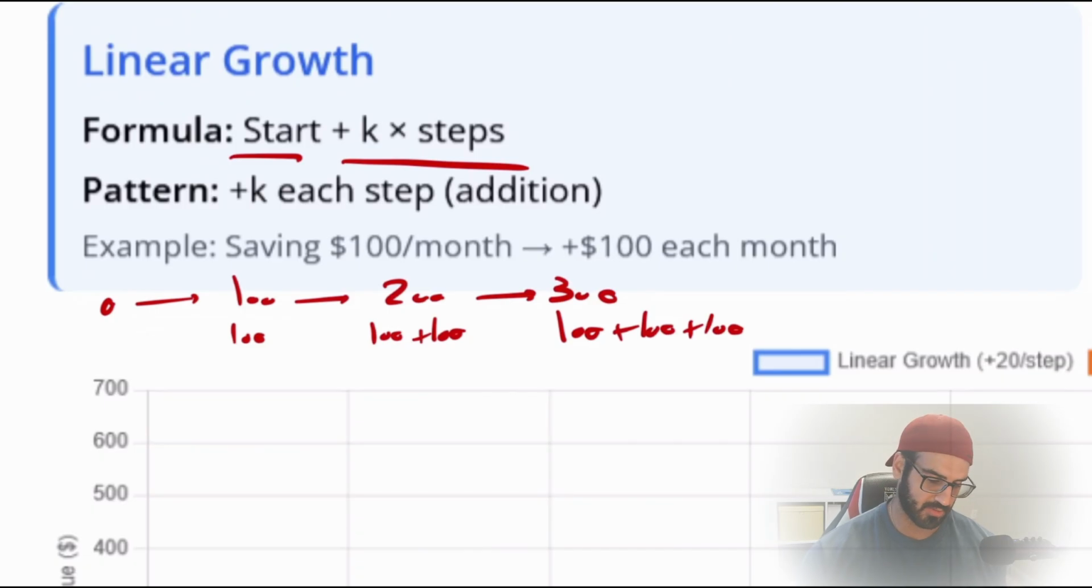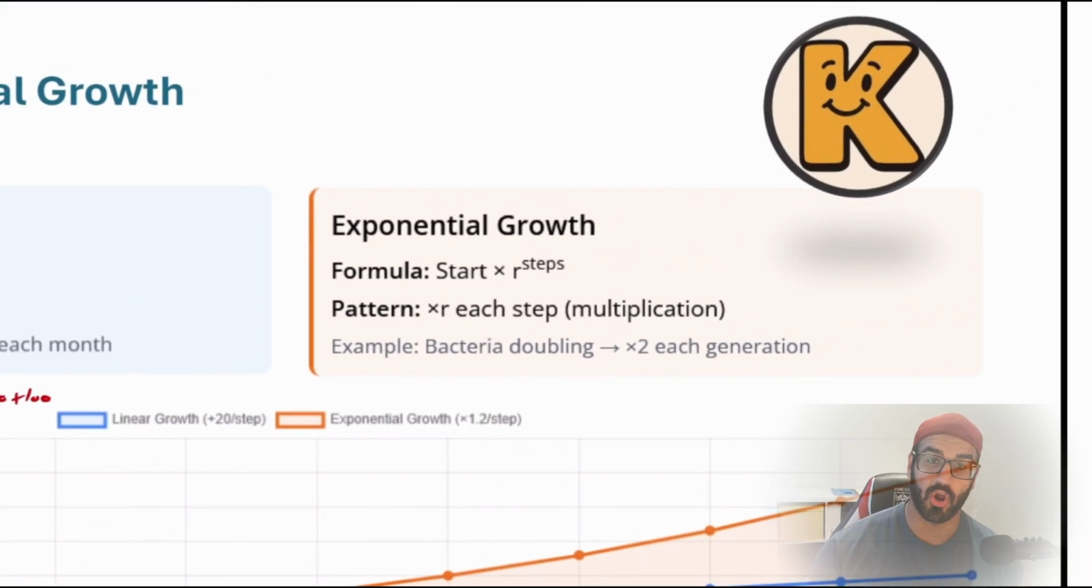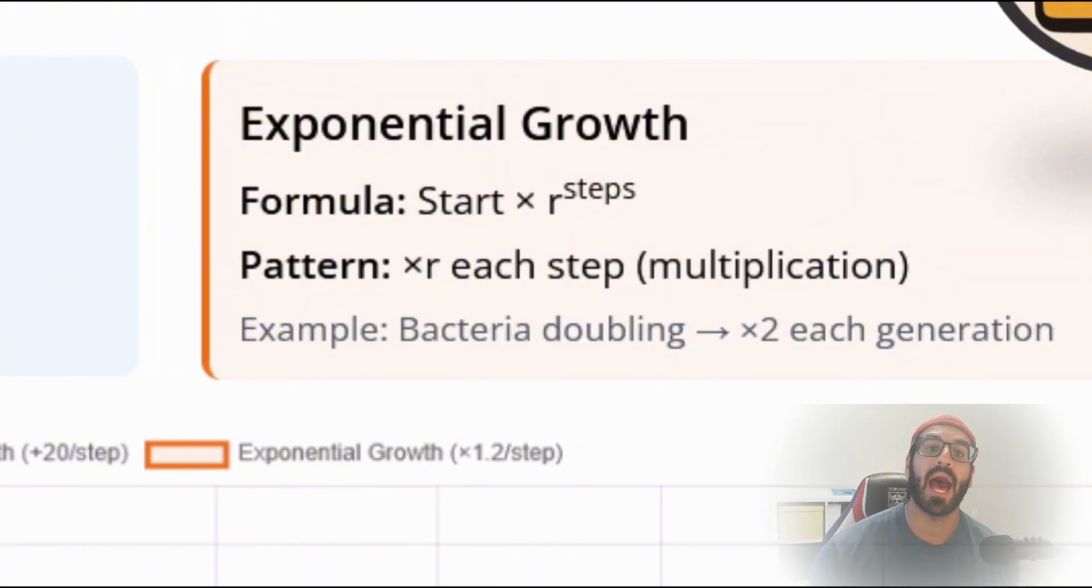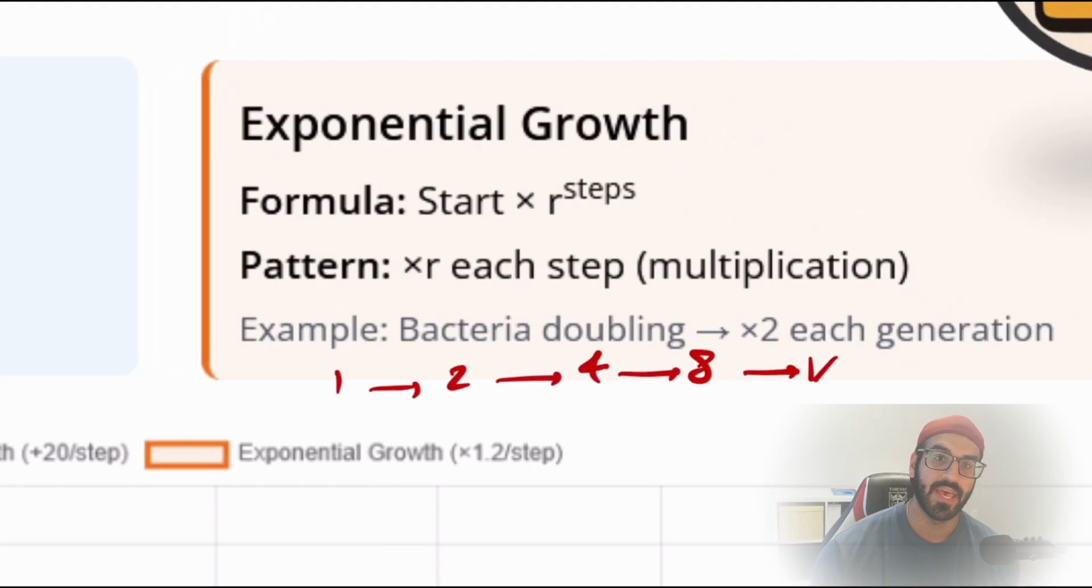On the other hand, we have another scenario. We have this formula: start multiplied by r to the power of steps. And r again is the factor for each step. Imagine that you have bacteria that are doubling at each generation. It would go 1, 2, 4, 8, 16, and so on. It's not just adding a number to another number. It's multiplication: 1 times 2 to the power of 0, 1 times 2 to the power 1, 1 times 2 to the power 2, and so on. This is what we call exponential growth.